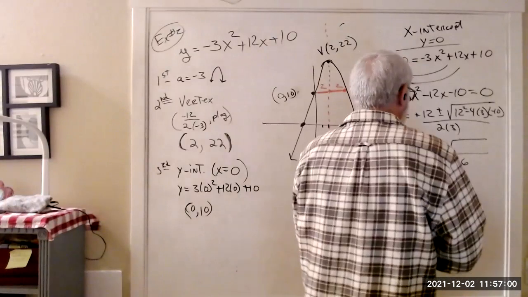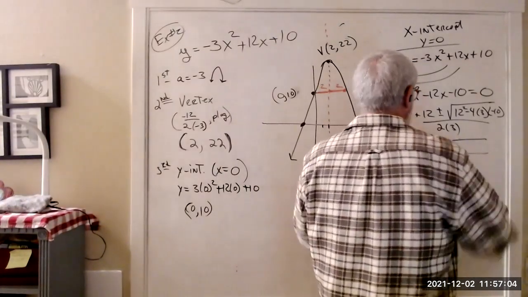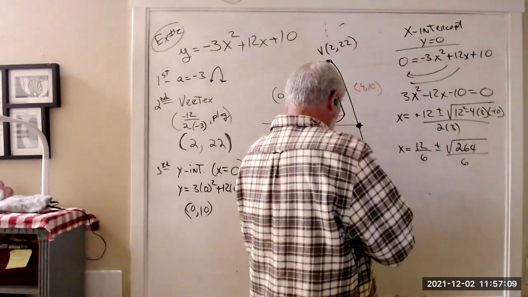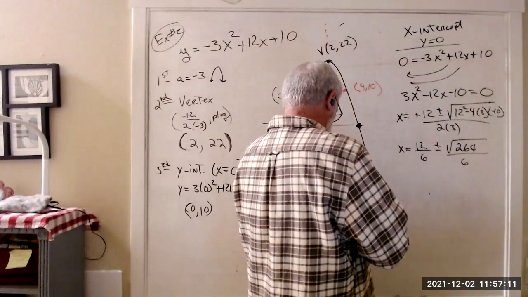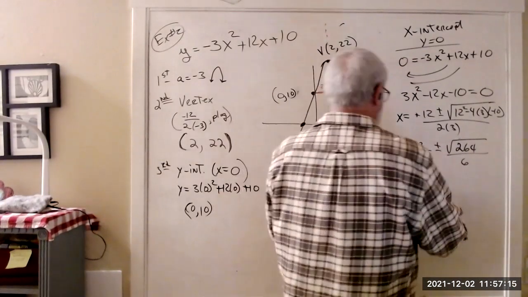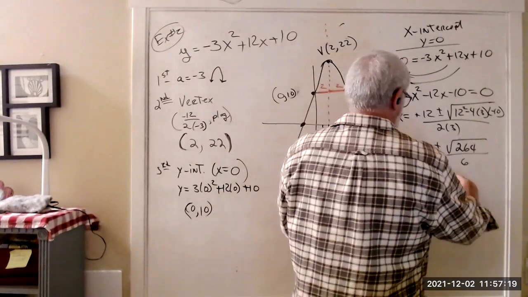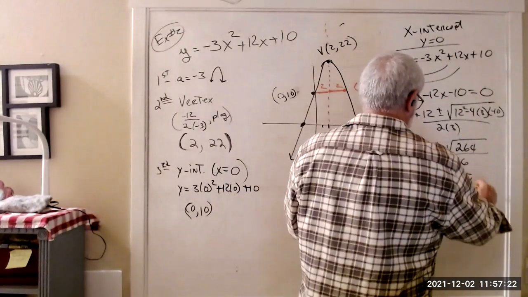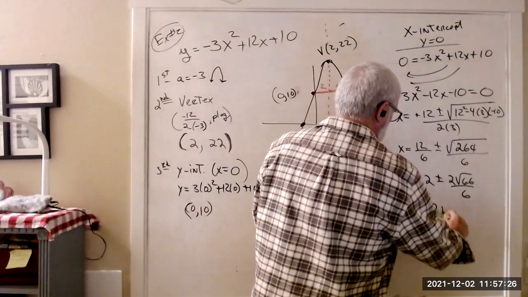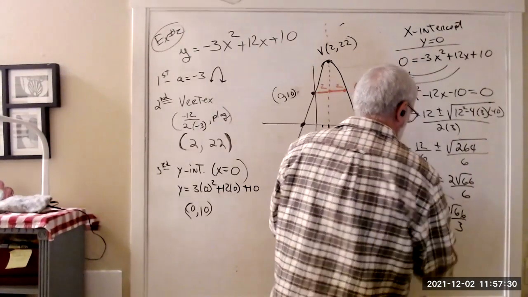264. So x is 2 plus or minus 2 radical 66 over 6. So this is 2 plus or minus radical 66 over 3.